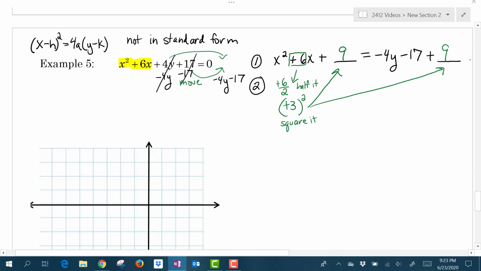Okay, step 2 is called completing the square. We're going to half the number in front of the linear term, then we're going to square it, and that's going to go in a blank on the left side and also on the right side. We've got to keep the equation balanced.